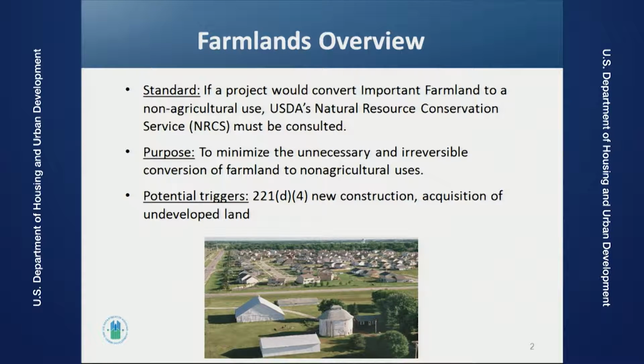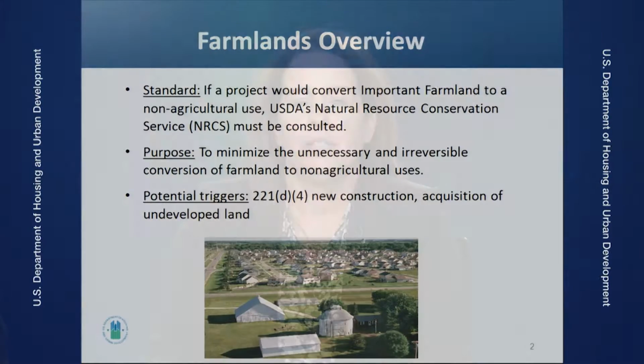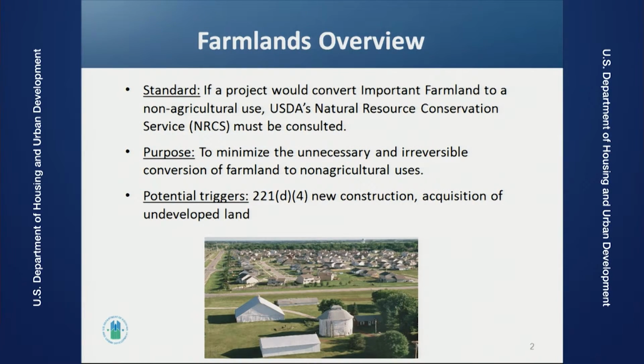What we were seeing was a lot of federally funded projects were converting farmland, prime important farmland. And so this act helps prevent federal funds from being used to convert farmland. Potential triggers are the 221D4 and any new construction project, and also the acquisition of undeveloped land.